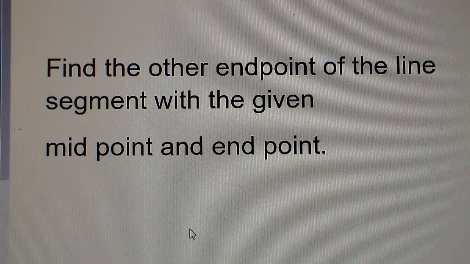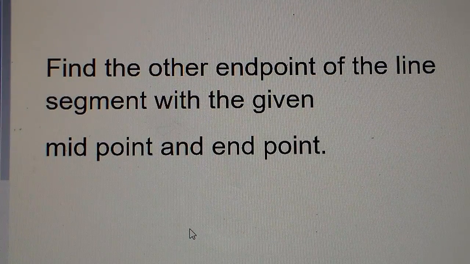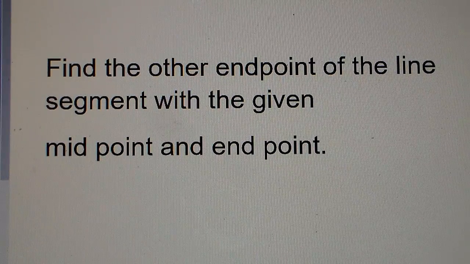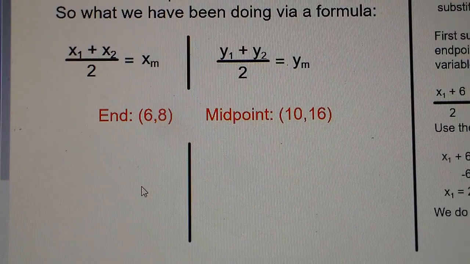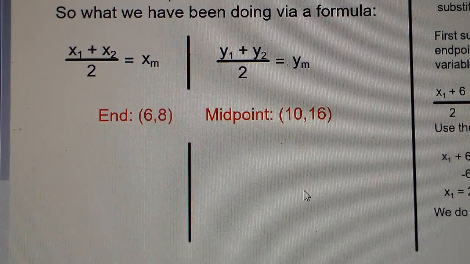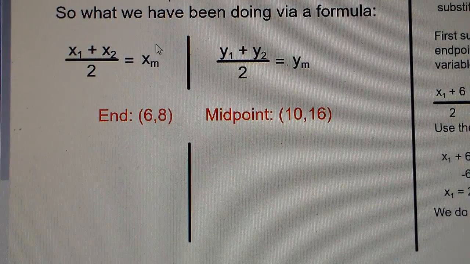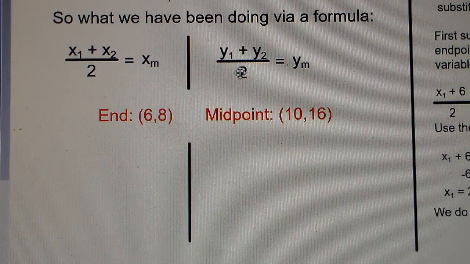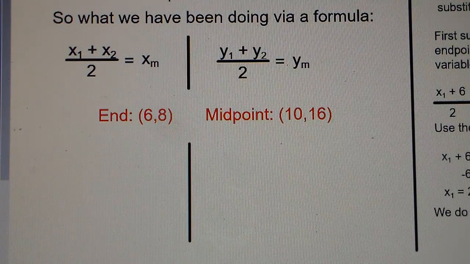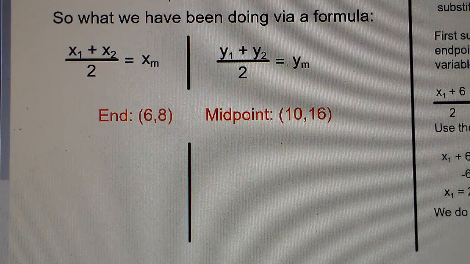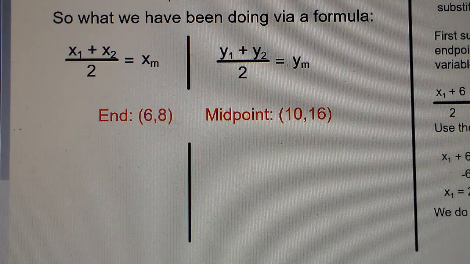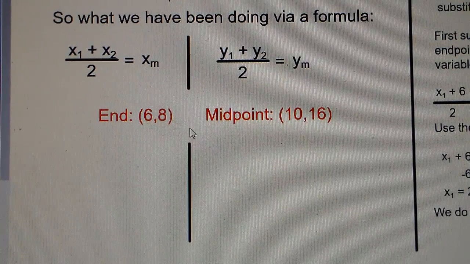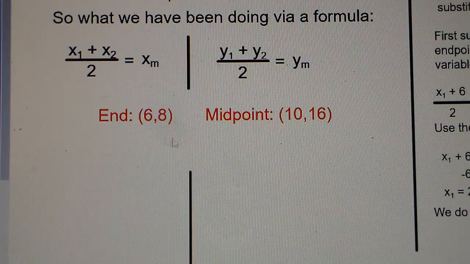Now our next step here is we're going to find the other endpoint of the line segment when we're given the midpoint and another endpoint. So this one's a little bit trickier. We know what our formula is for our x's and y's to find the other endpoint of the line segment with the given midpoint and another endpoint. So our goal is to find, let's see if I can make this a little bit nicer.